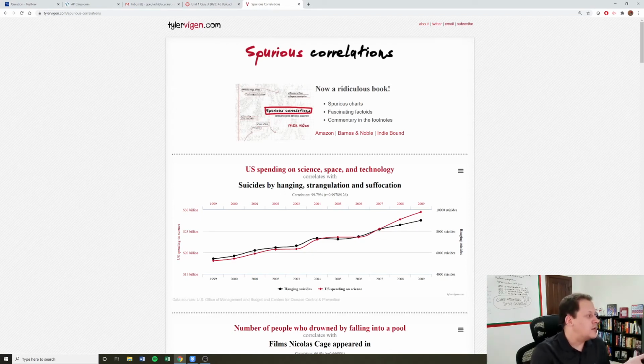So, for example, the United States spending on science, space, and technology correlates with suicides by hanging, strangulation, and suffocation. The correlation is 0.9979. And you can see here in this time series plot how closely related those two variables are. But could you honestly say that one of these causes changes in the other? That would be ridiculous, right? Even though they're so highly correlated. And this is from 1999 to 2009.